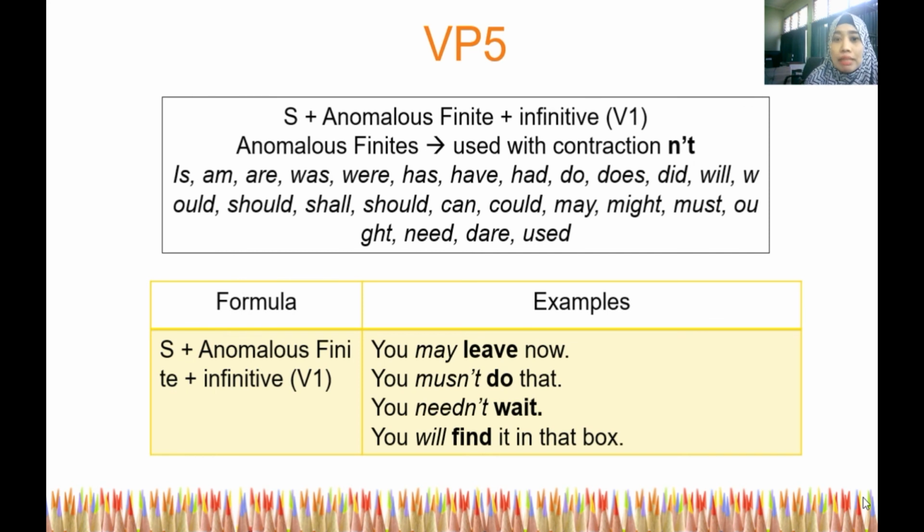For example, you may leave now. You is the subject, may is the anomalous finite, and leave here is the infinitive or verb 1. And then, you mustn't do that. You here is the subject, mustn't is the anomalous finite in the negative form, and do is the infinitive form of verb 1. You needn't wait. You here is the subject, needn't is the anomalous finite negative, and wait is the infinitive of verb 1. The last one, you will find it in that box. You is the subject, will here is the anomalous finite, and find is the infinitive or verb 1.